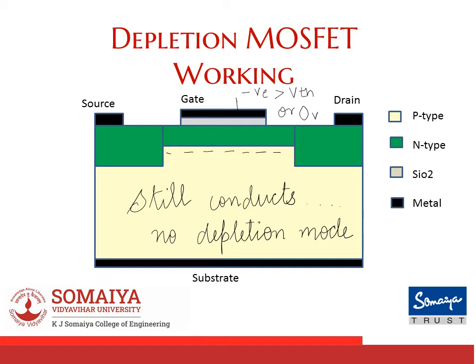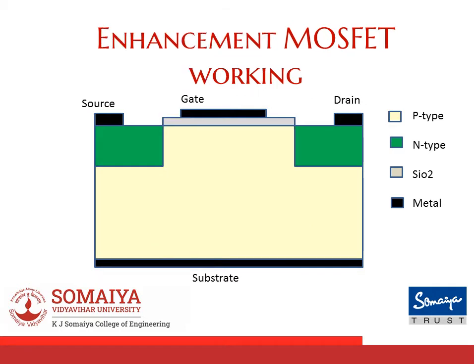Of course, the current will go on reducing as your VG becomes more and more negative. Now let's look into the working of an enhancement MOSFET.